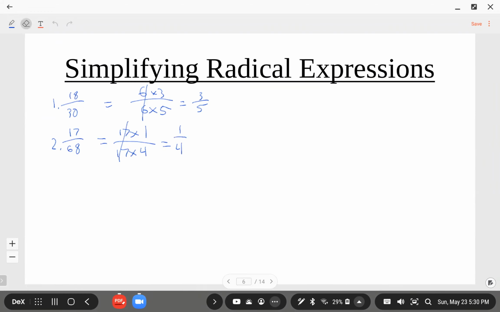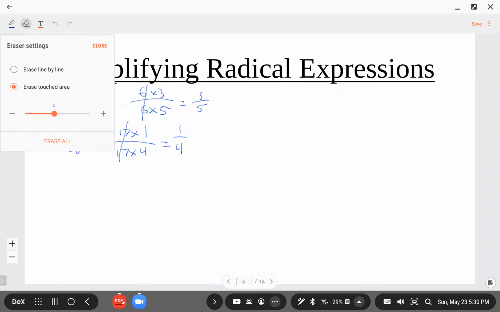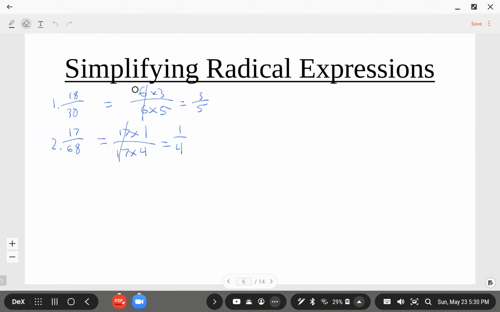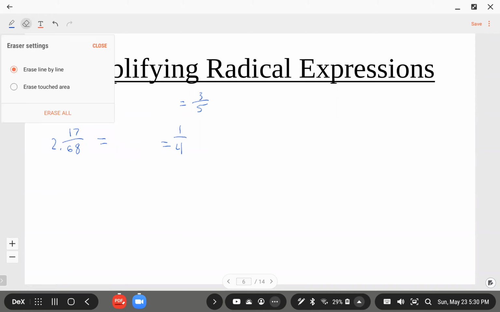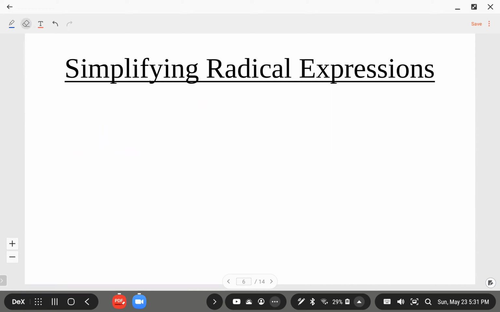So let's erase this. What the heck is this? Erase touched area. Erase line by line. Let me experiment with this. Okay. Erase all. Hello. This is pretty fancy. No, it's probably not, but it's okay, I'm just going to erase line by line real quick. Yeah. Okay, back to the subject.